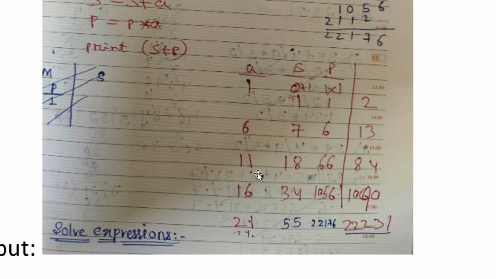11 plus 5, that is 16. s equal to s plus a, 34. p equal to p into a, that is equal to this one. Then s plus p equal to this one. Then again 16 plus 5 is 21. s equal to s plus a. p equal to p into a. Then final output is this one. So your output is 2, 13, 84, 1090, 222, 31.